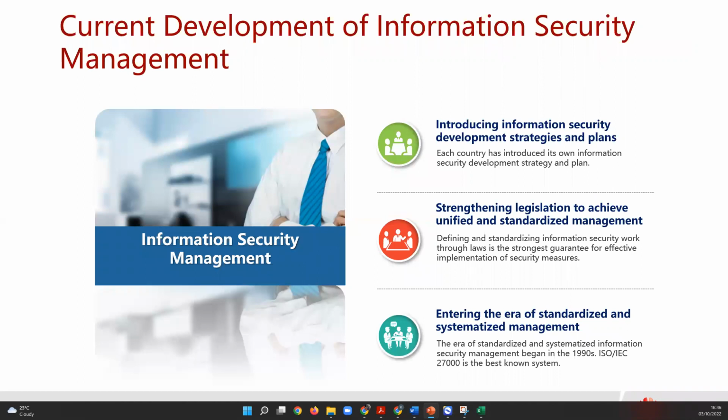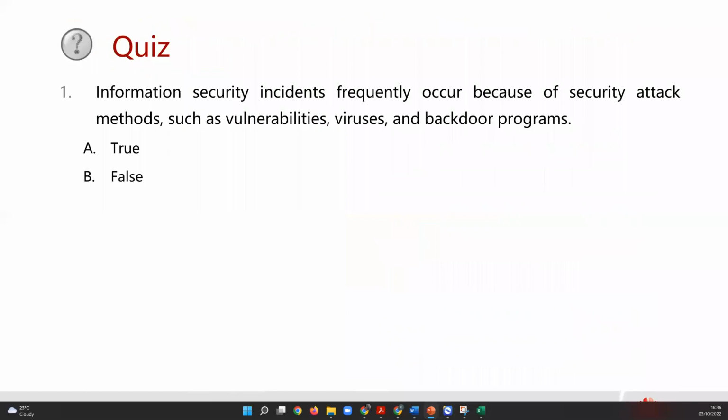So what are the current developments? We need to introduce new strategies, strengthening the legislation. We have the Data Protection Act, the Computer Misuse and Cybercrimes Act, and we enter the era of standardized, systemized management, using ISMS. We're going to look at that in the next session. So we get to the quiz, then we go to break.